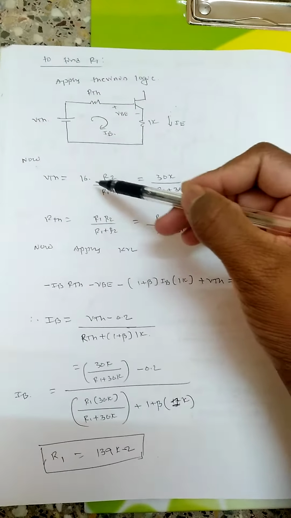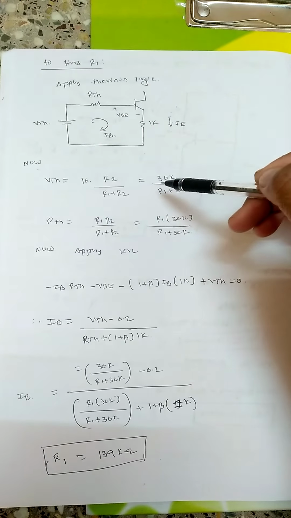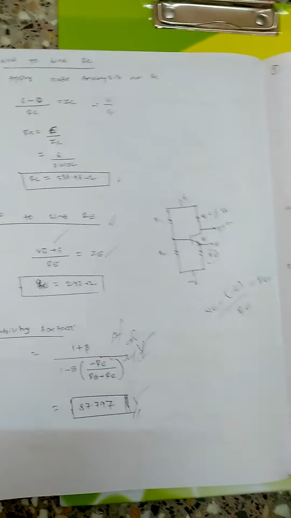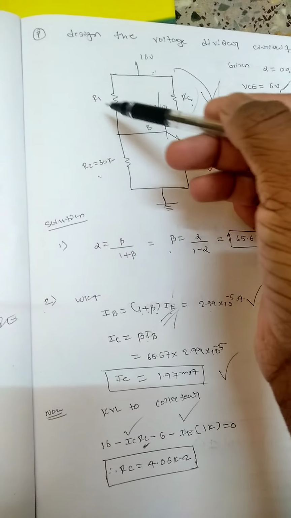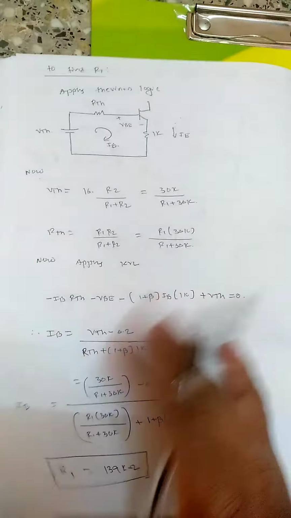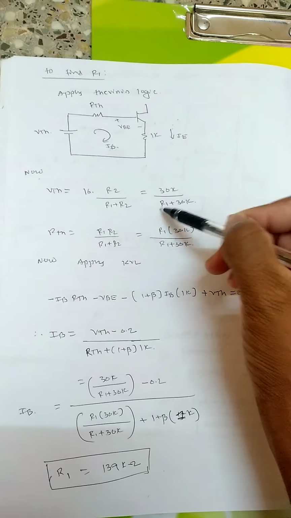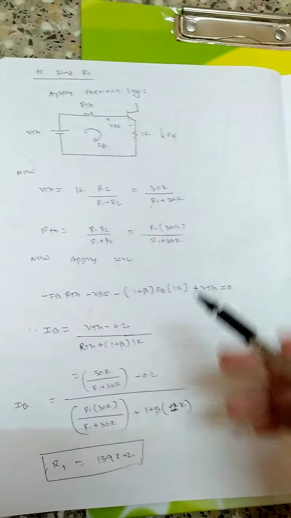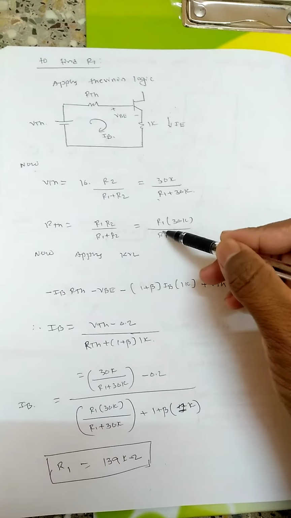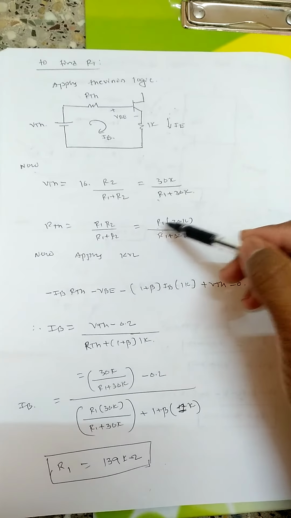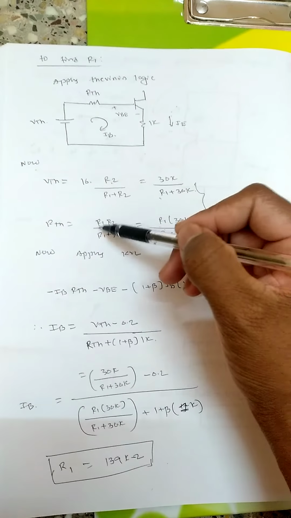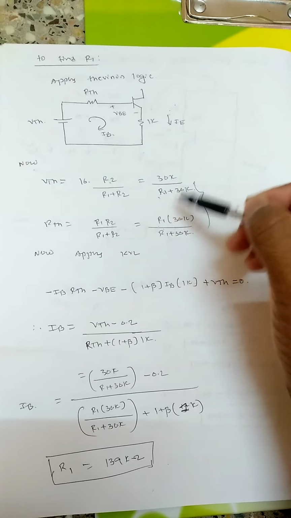So VTH is equal to 16 into R2 divided by R1 plus R2, so that is 30K divided by R1 plus 30K. They have given the R2 value, but they have asked to find the R1 value, so put R1 as it is here. RTH will be equal to R1 parallel to R2, that is R1 into R2 divided by R1 plus R2. R2 is given as 30K, so substitute 30K: R1 into 30K divided by R1 plus 30K. So I have got VTH and RTH in terms of R1 and some constant values.